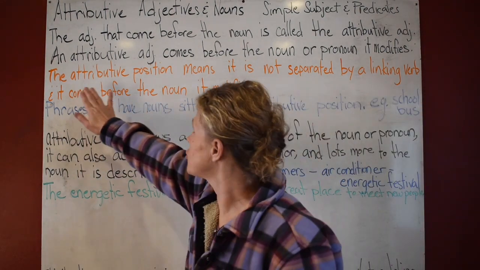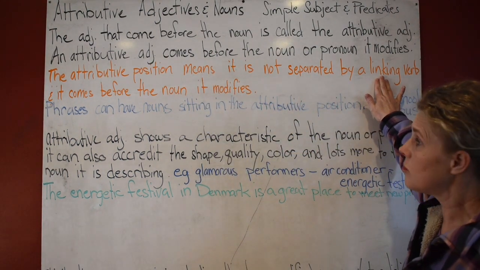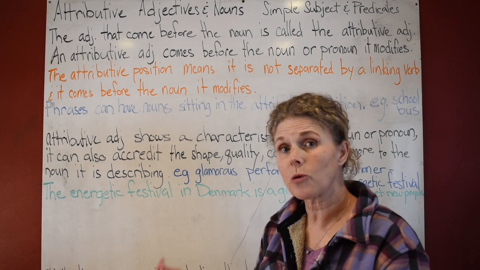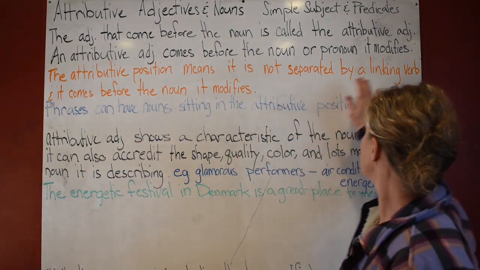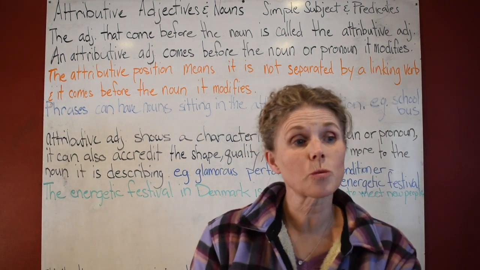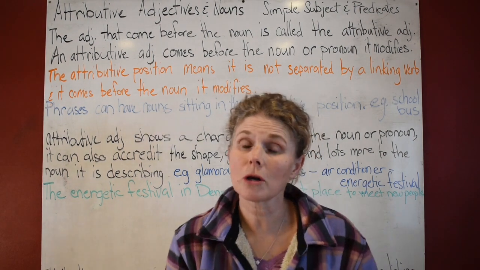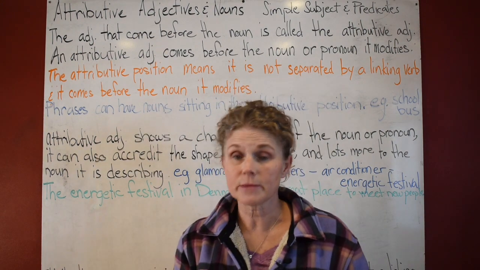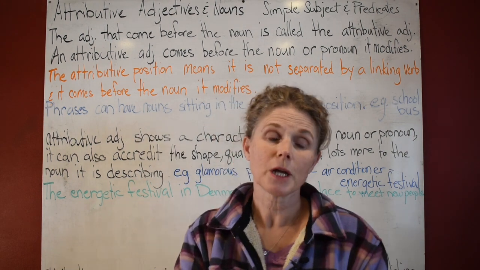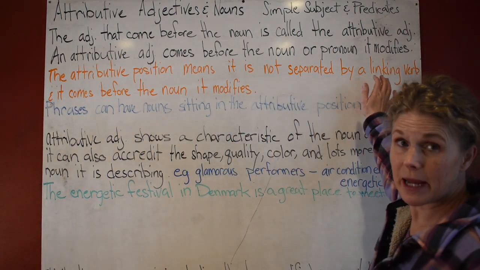So the attributive position means it is not separated by a linking verb. It comes before the noun it modifies. I will be repeating myself quite a bit in this lesson because I want that in your head. We don't separate it with a linking verb. What are linking verbs? Am, is, are, was, were, be, being, and been are the linking verbs. Linking verbs can also be our senses. We have other linking verbs besides just our be verbs or auxiliary verbs, but you really need to know all of them, because the attributive position is not separated by a linking verb.